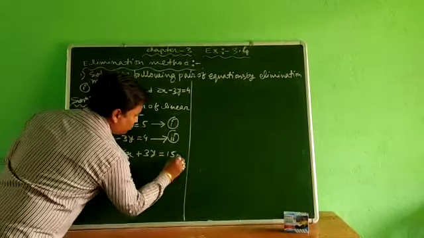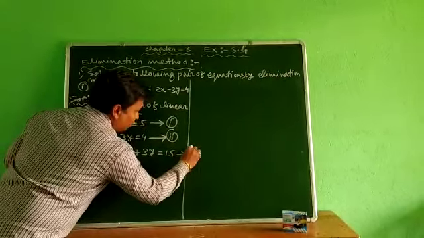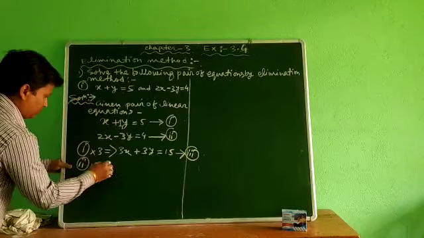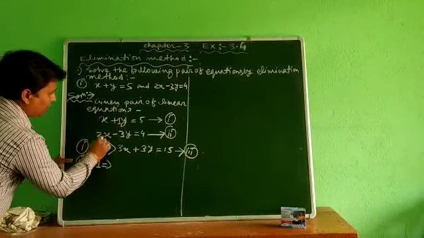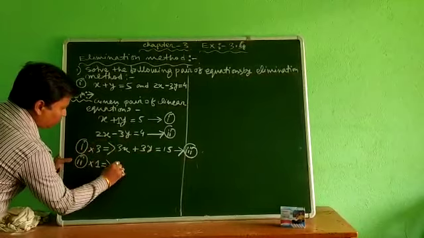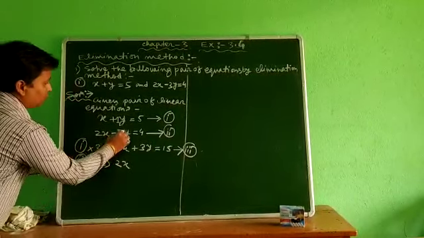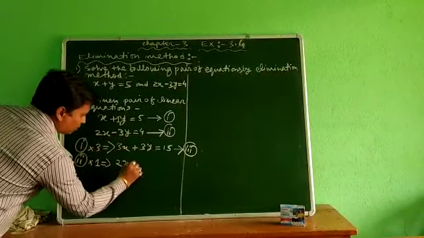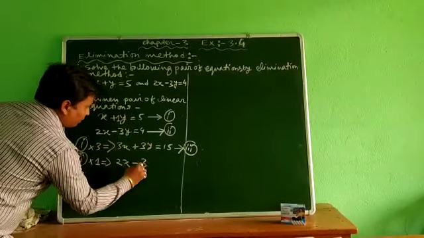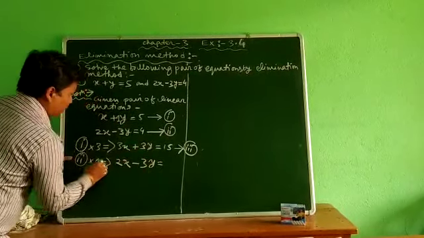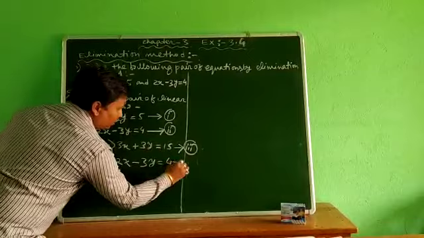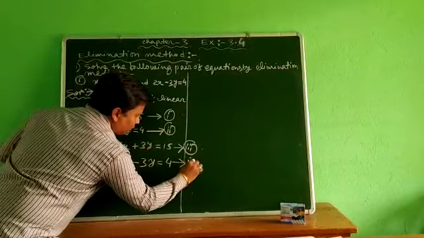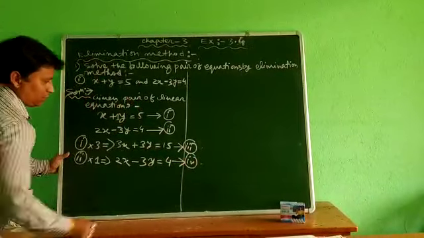So now this one will be the new equation, number 3. Now 1 you multiply with the second equation: 1 into 2, 2x, 1 into minus 3, minus 3y, 1 into 4, 4. This one is the fourth equation.